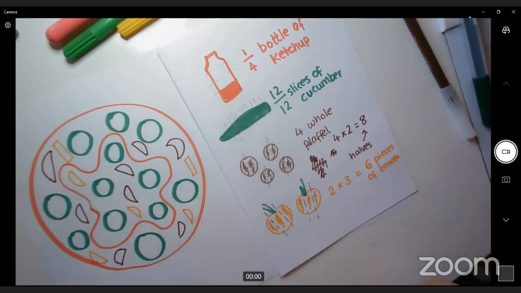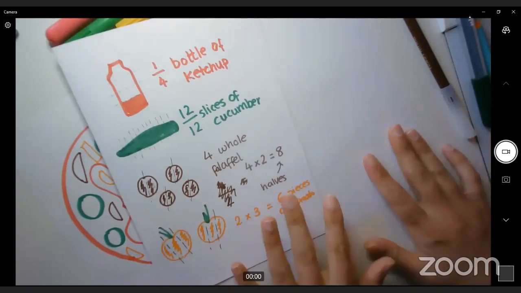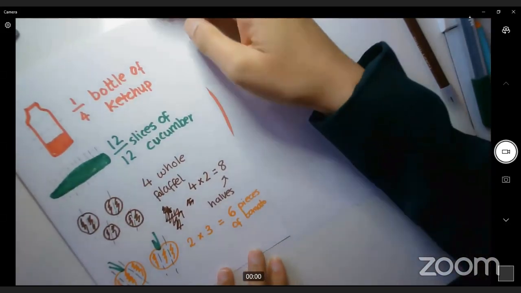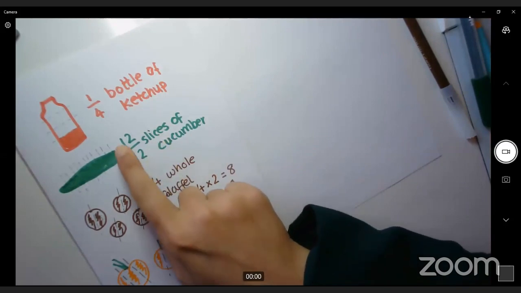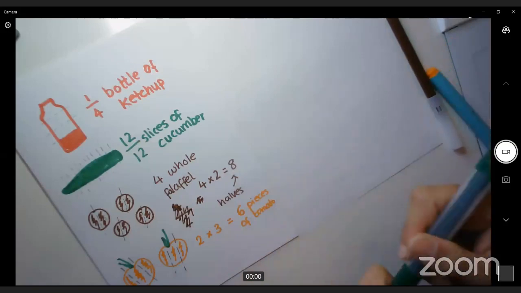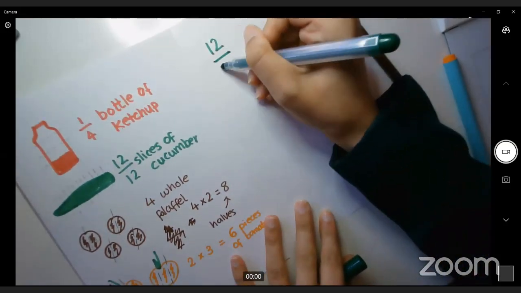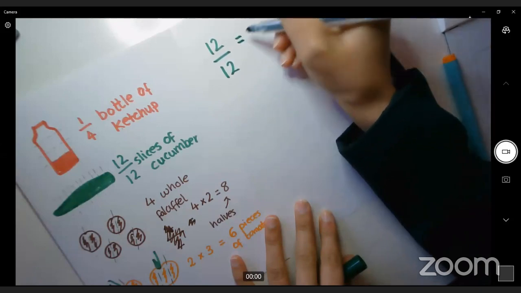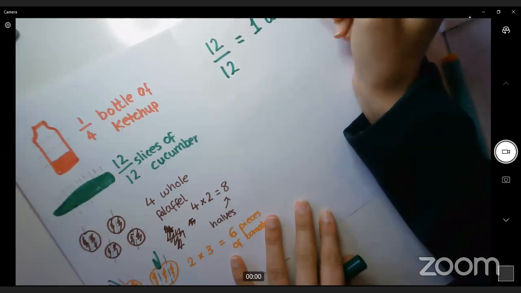So what I'm going to do with this now is I'm going to look at these calculations that I've done here. We're going to talk about some of this in more detail now. Okay, so my slice of cucumber, I divided this up into 12 pieces. Okay, so 12 over 12, I had all 12 pieces I was using. So 12 out of 12 is the same as having 1 whole. So I used 1 whole cucumber.